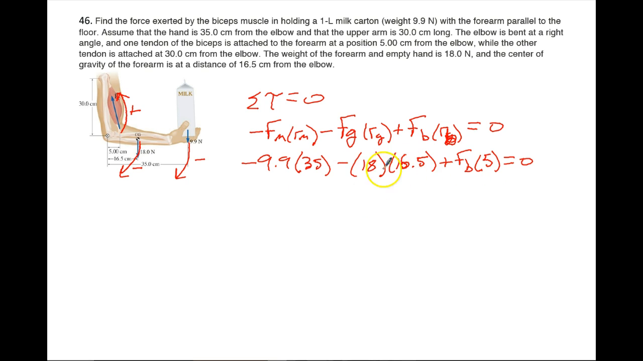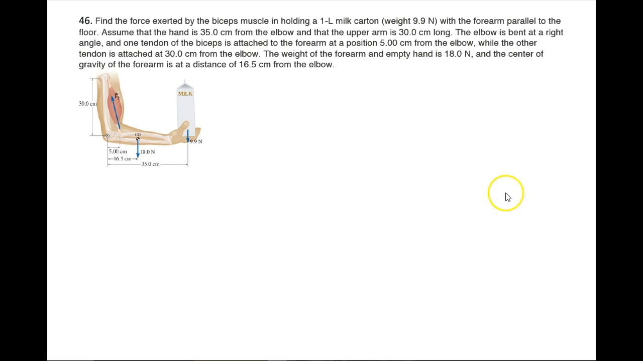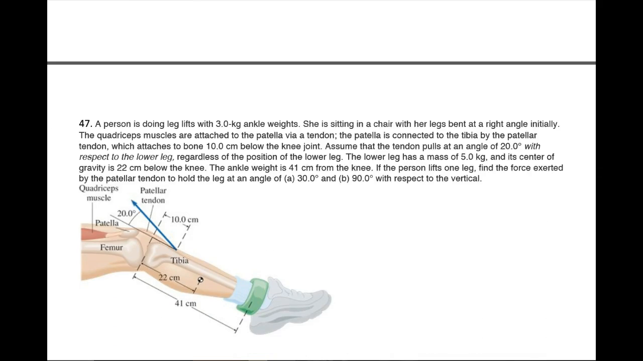So now if you do your math and you're going to move these to the other side, we're going to have the force of the bicep times 5 is equal to 643.5. And so the force of the bicep is going to be 128.7 newtons. Moving on to the next problem. Let's move on down here.